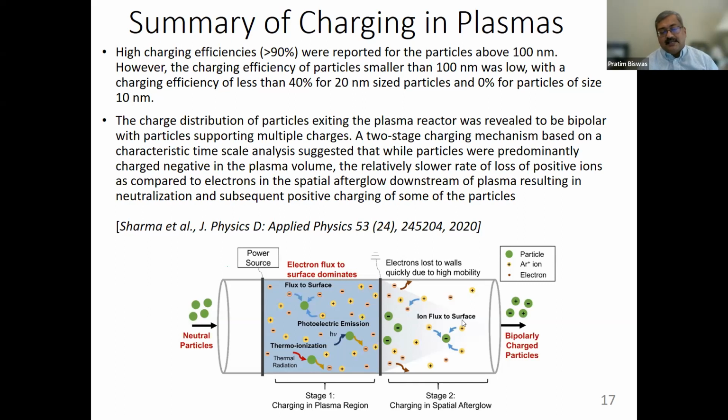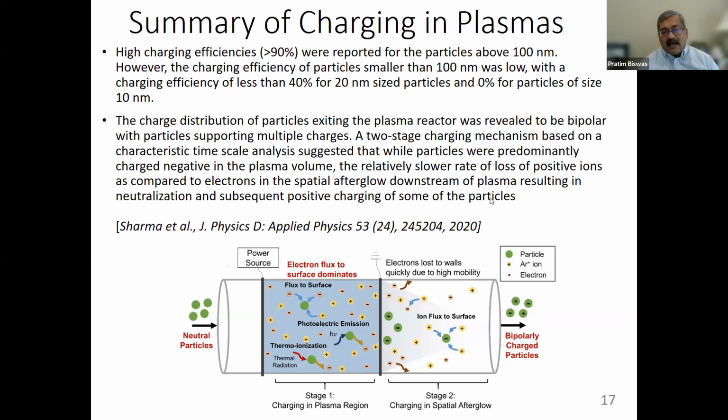The net is you still get a bipolar distribution of charges, but these small particles are not effectively charged. So, of course, we did a detailed analysis, estimation, and this paper, which actually precedes the Aerosol Science and Technology paper, has all the expressions and estimations of different characteristic times to give a little more quantitative understanding of what I'm just saying qualitatively.